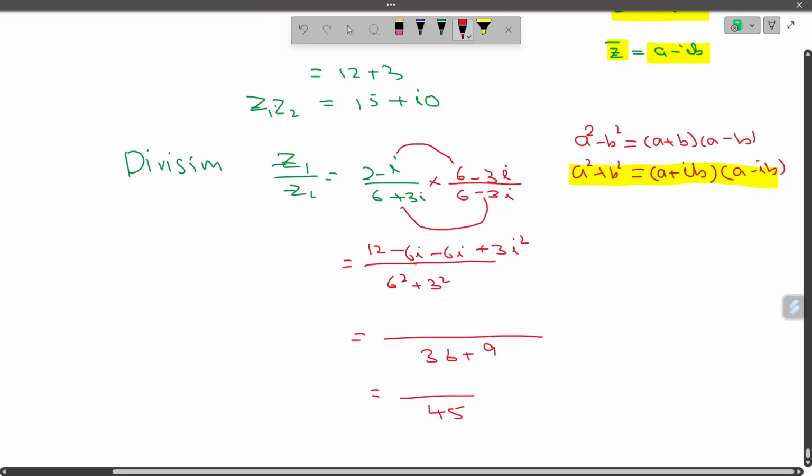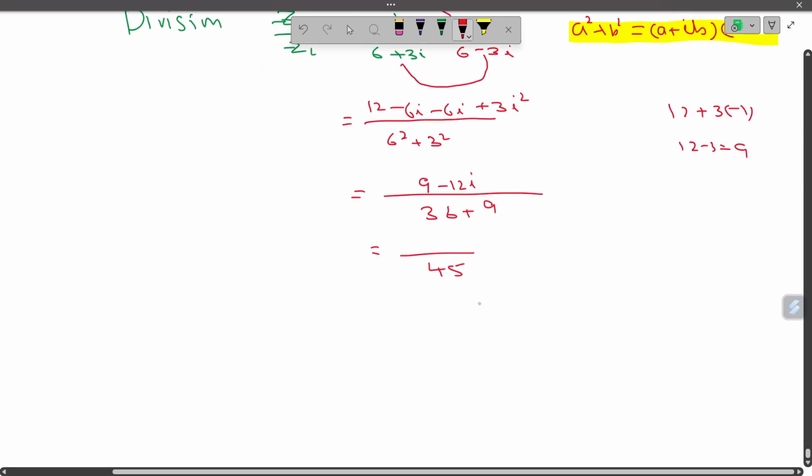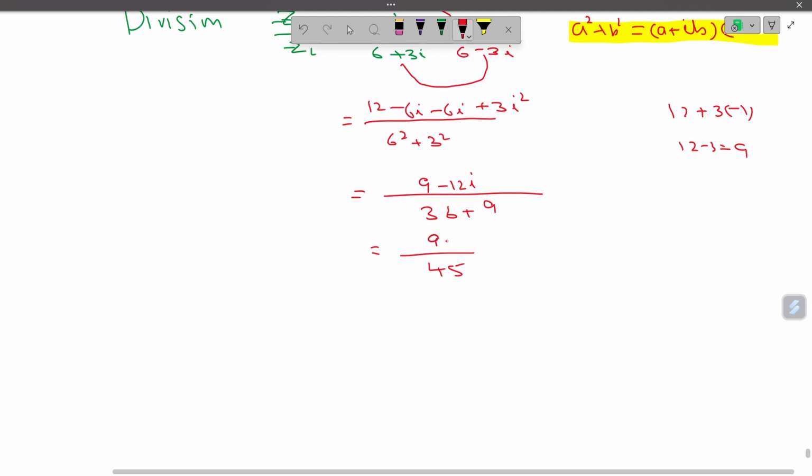Now 12. You see 12. i square is minus 1. Plus 3 is there, so minus 1. So 12 minus 3 equal to 9. 9 minus 12i. So 9 minus 12i, that's it.